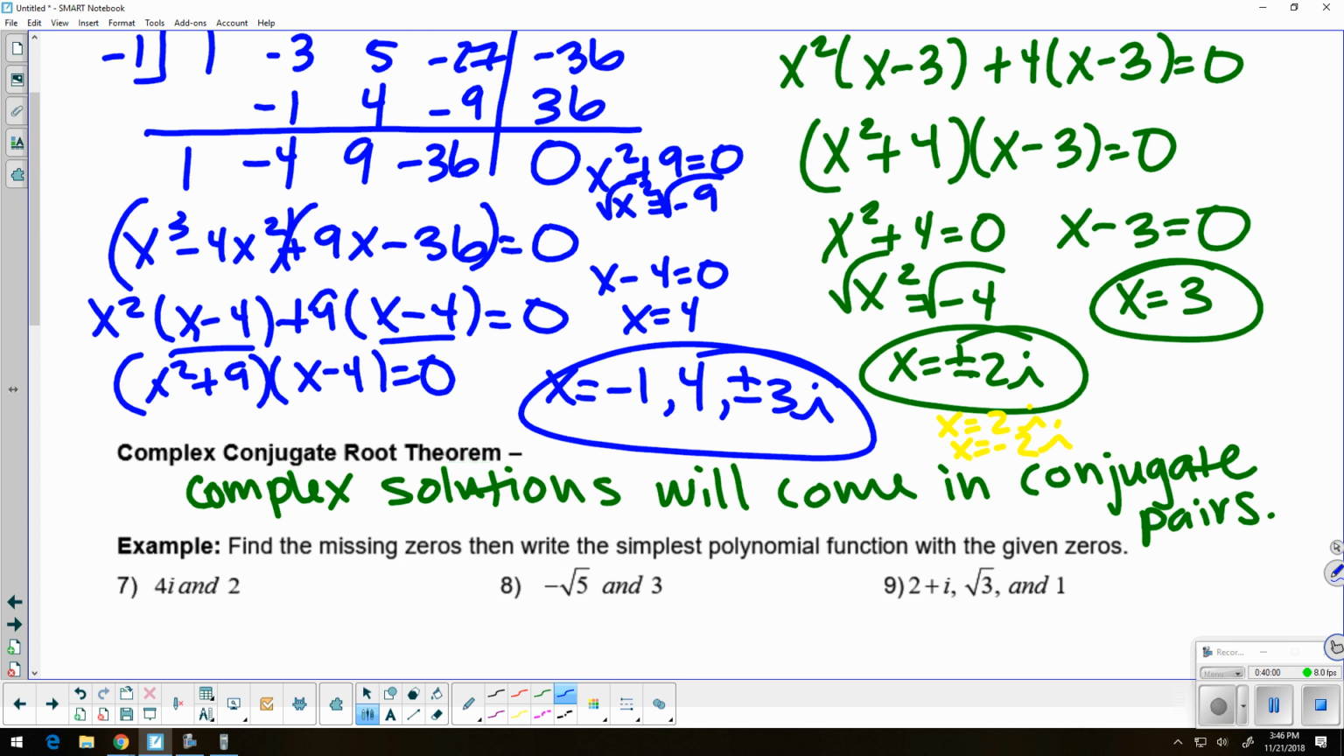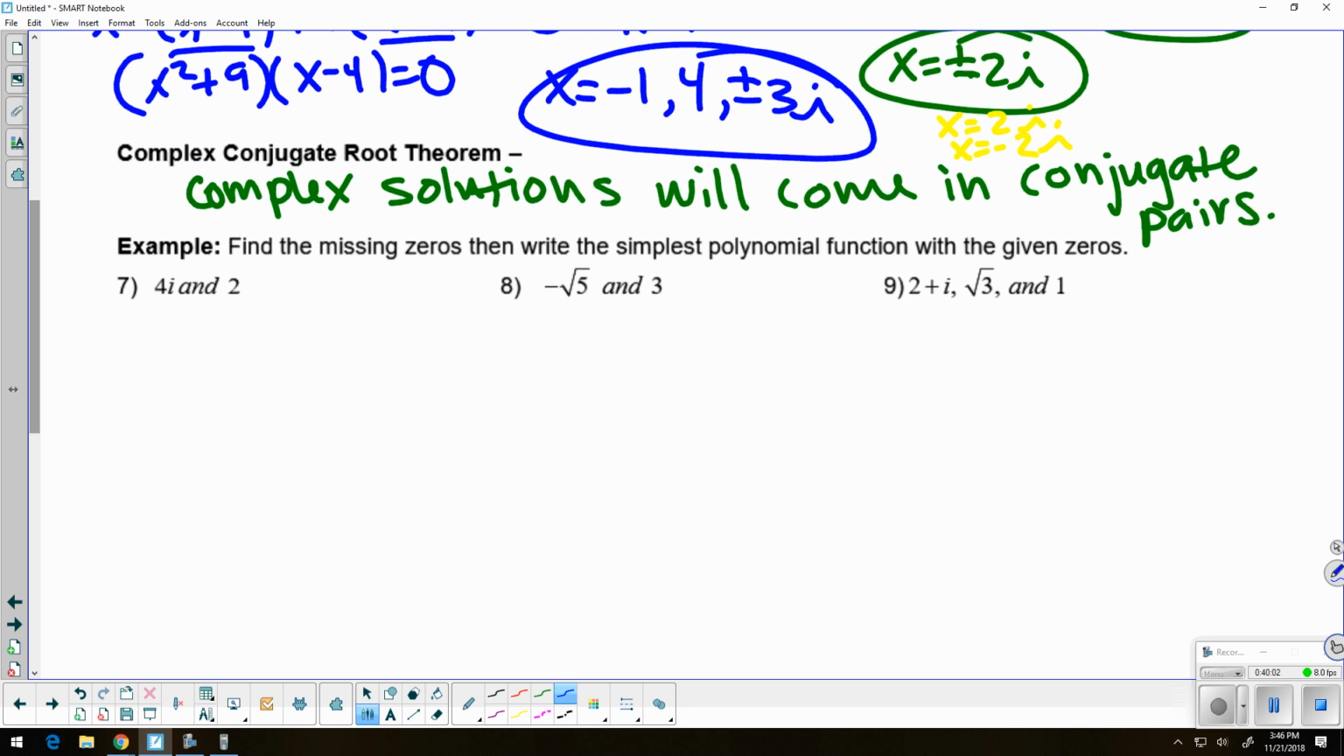So the last part of today is to find the missing zeros and then also write the simplest polynomial function with the given zeros. So for number 7, they're saying that these are the solutions. We know that x equals 4i and x equals 2. Well, the missing zero would be the conjugate of 4i. Negative 4i is also going to be a solution automatically. This rule only applies to complex solutions along with irrational. So this would be all of my solutions to the problem.